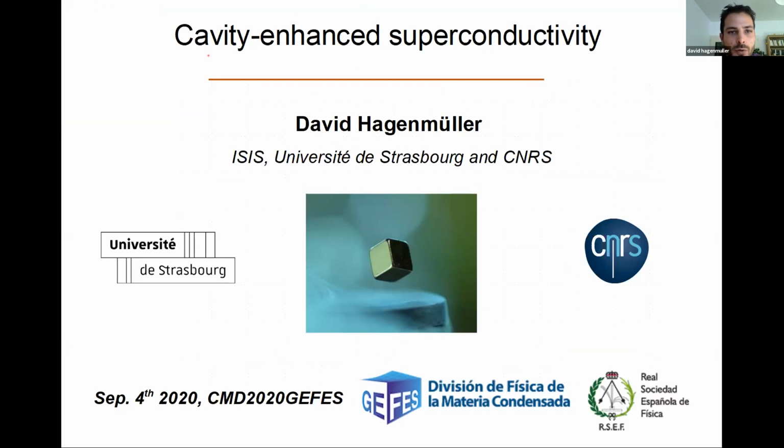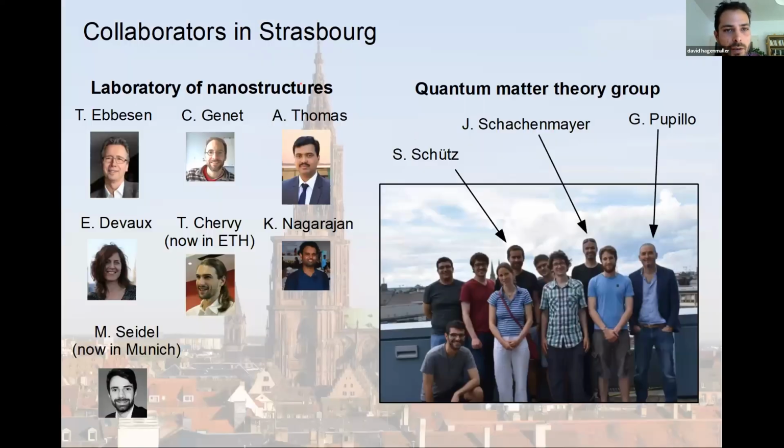This gives me the opportunity to present some recent results about cavity-enhanced superconductivity. These results are mainly experimental, and this has been a long-lasting project that started in Strasbourg more than 5 years ago, with the simple question: can one modify the superconducting properties of some material by coupling its phonons to a resonant cavity? The experiments were carried out in Strasbourg by the group of Thomas Ebbesen, and have involved several postdocs and PhD students over the years.